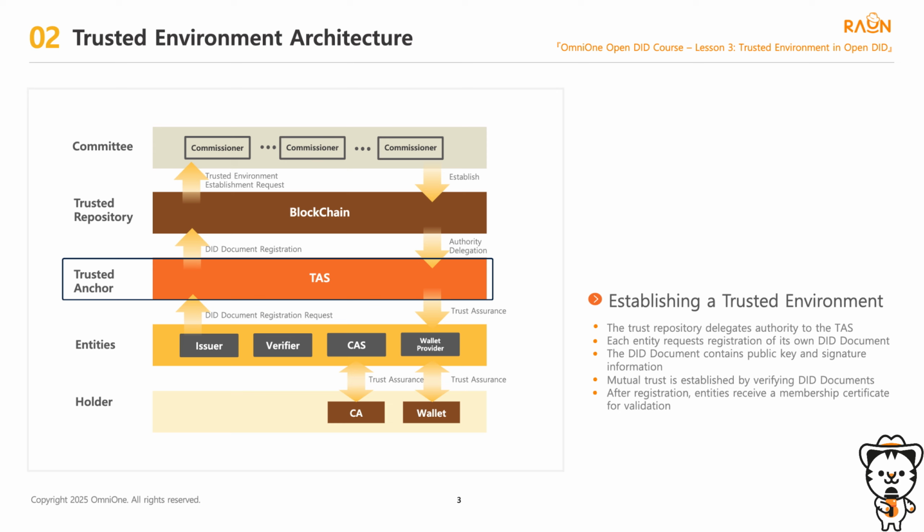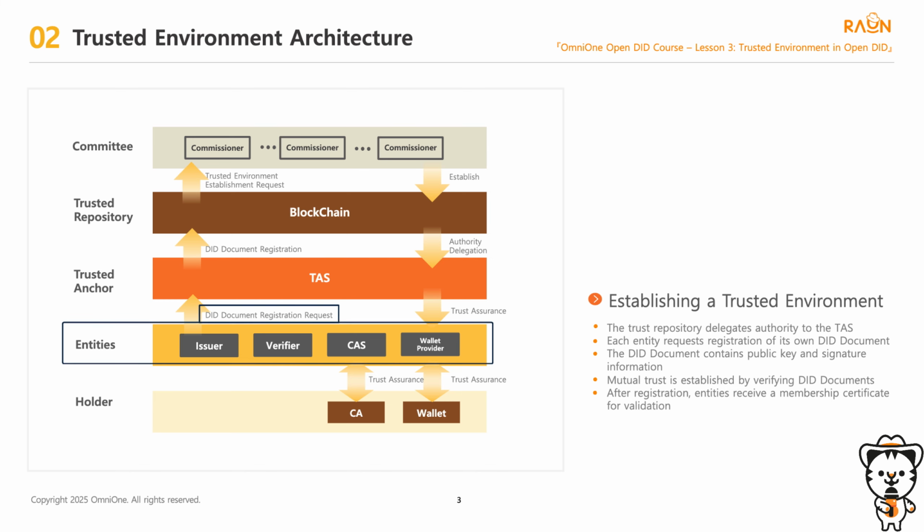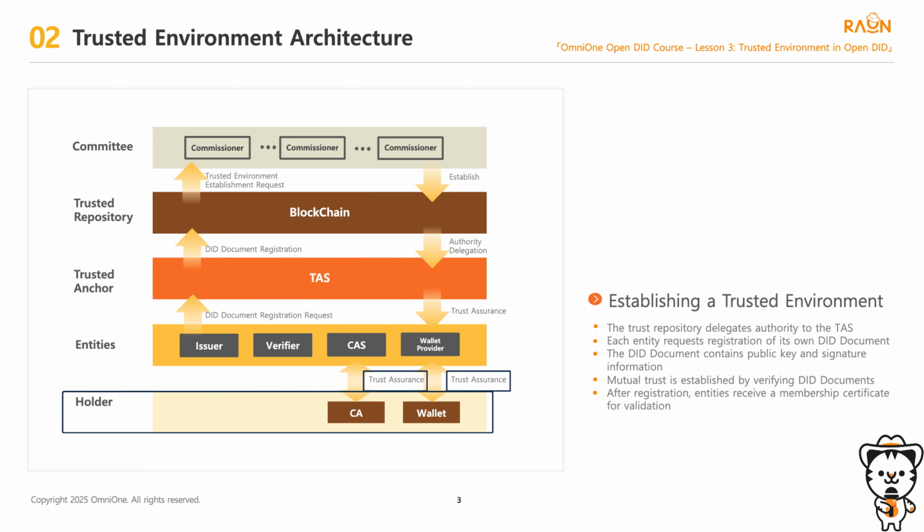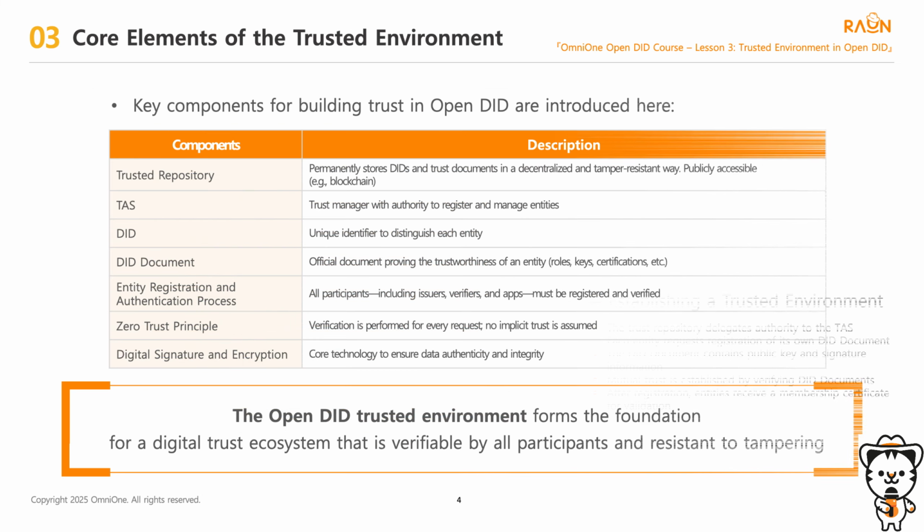With the authority it receives, the TAS functions as a trust anchor. From that point on, it becomes the root of trust for the entire system. Entities like issuers and verifiers submit registration requests for their DID documents to the TAS. Then, the TAS, acting as the trust anchor, registers these DIDs into the trust repository. After registration, the TAS may issue things like certificate VC as a way to certify trust. Through this entire process, entities are included in the trust framework. And any associated apps, like the certified app or wallet, naturally become part of the trusted environment as well.